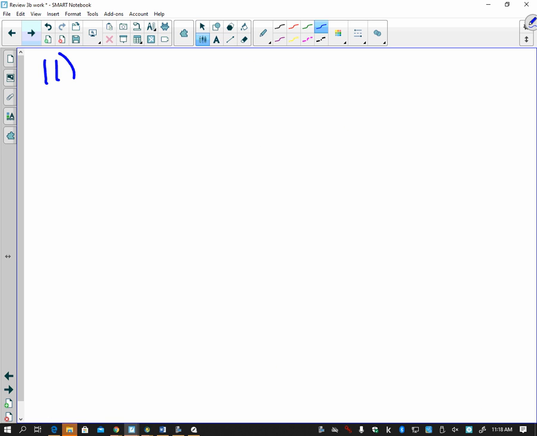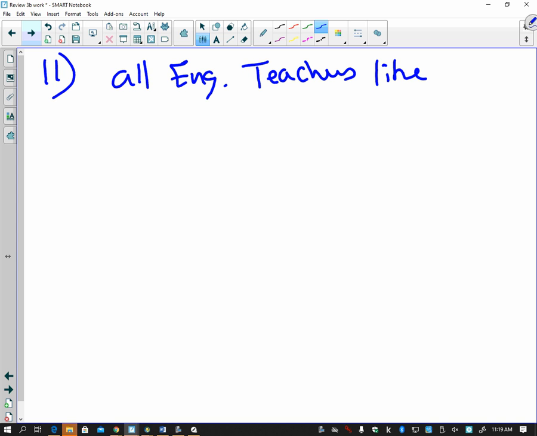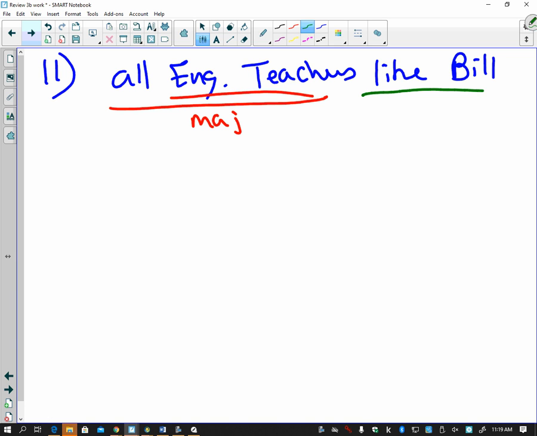Number 11. Is the following argument valid or invalid? So it says all English teachers like, I'm going to say Bill, short for Shakespeare. Real quick, what is the major premise? All English teachers. This is the major, or English teachers specifically. What's the minor premise? Like Bill.